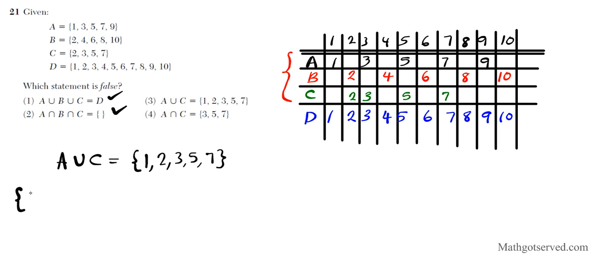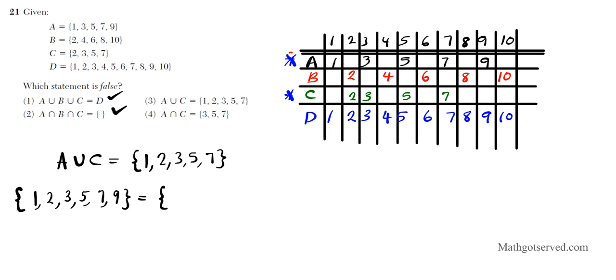Element 1 is in A. That's good, so put that down. Remember, we're just focusing our attention on sets A and C. Anything that's present in one or more of these two sets will be included in the union. So 1 is present in A, included. 2 is present in C, included. 3 is present in A and C, perfect. 4 isn't present in A or C, so it's not included in the union. 5 is present in A and C, included. 6 isn't present in A or C, so it's not. 7 is present in A and C, included. 8 isn't present in any. 9 is present in A, we included. 10 isn't present in any, so this is A union C.